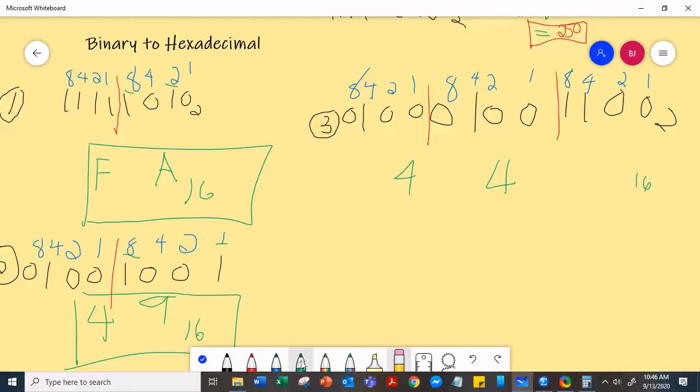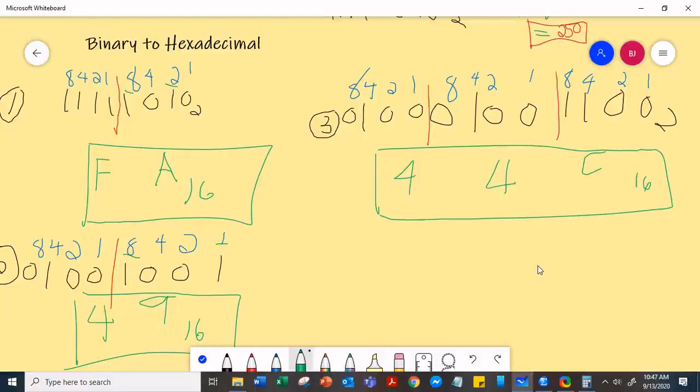Let me just erase C here, and then box that out rather. So we have 44C, base 16. So binary to octal and binary to hexadecimal is actually quite easy compared to the other conversion systems.